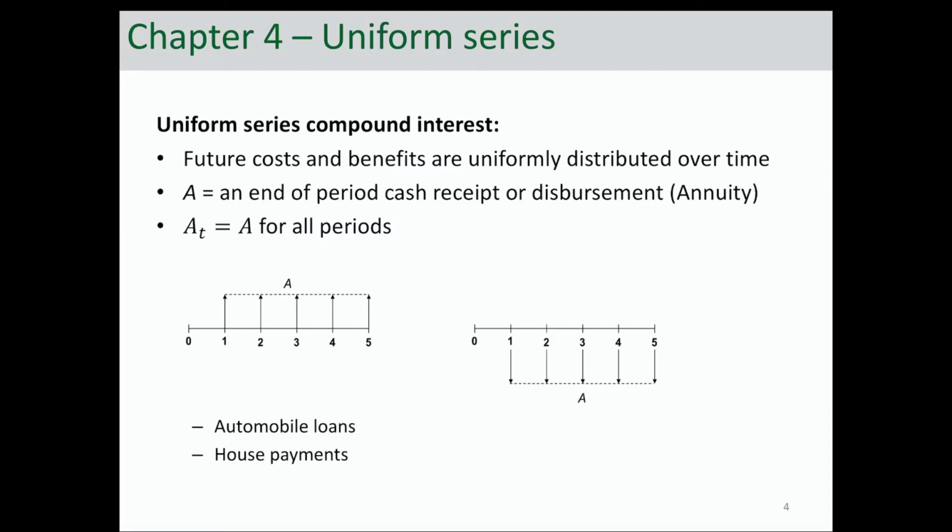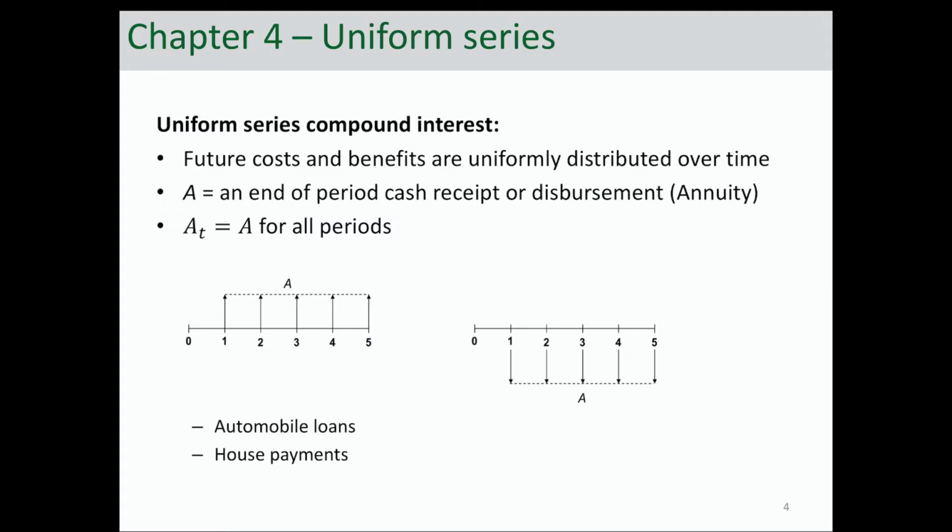So this is how a uniform series looks like. The cash flows are distributed uniformly over time, as you can see, and we show them with A here. And there are assumptions for this cash flow. First of them is that future costs and benefits are uniformly distributed. This is the definition of uniform series. And also, these A payments or costs all occur at the end of each period. So the cash flow in year one or period one occurred at the end of period one. And these A payments are all equal.